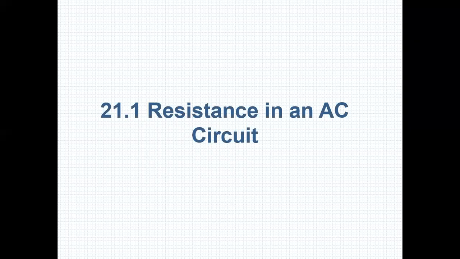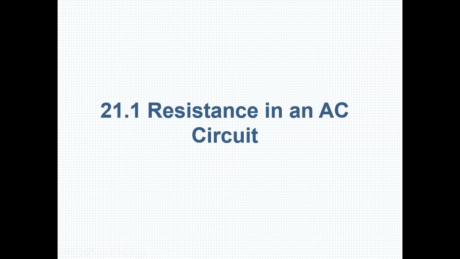We covered DC current. In DC current, the current is constant and the voltage is constant. But in AC, that is alternating current, current and voltage both are changing with time. So this is the difference between AC and DC.